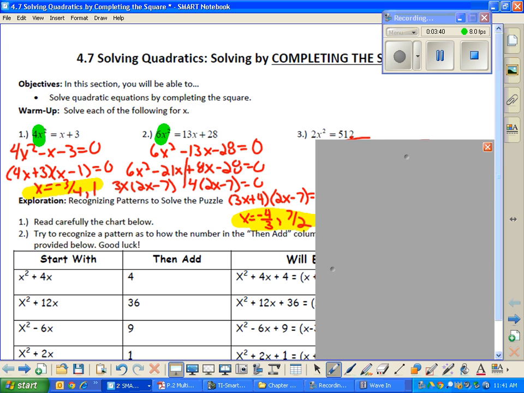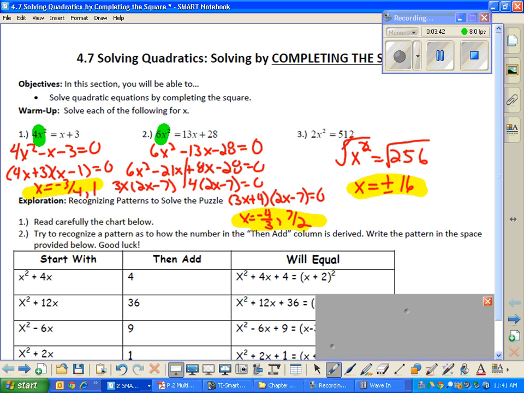All right, last warm-up problem. Plus or minus 16. Careful, there's 2 answers. Okay, we're going to come back to this little exploration as our warm-up activity for tomorrow. But today's topic, you're getting your 3rd method out of 4, your 3rd method for solving for x in a quadratic equation. This method is what we call completing the square.